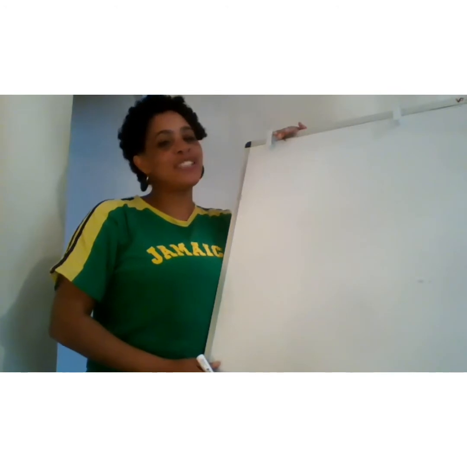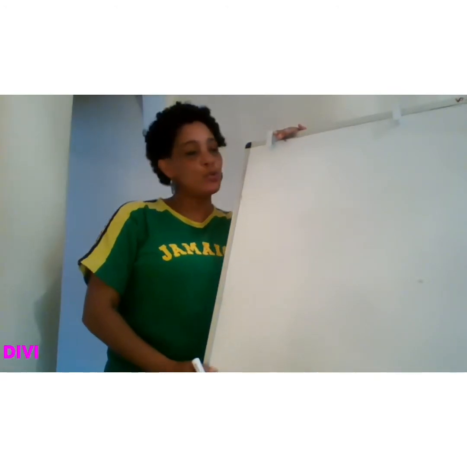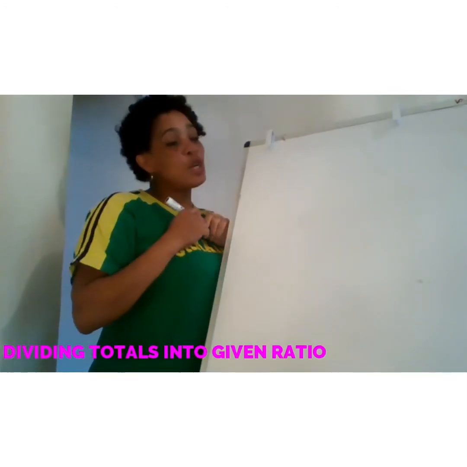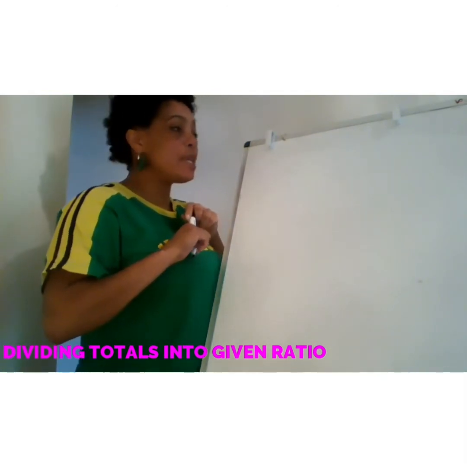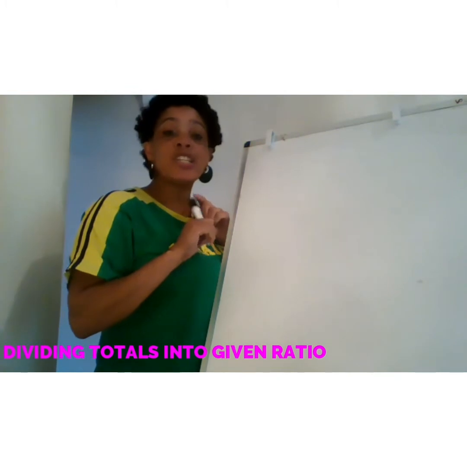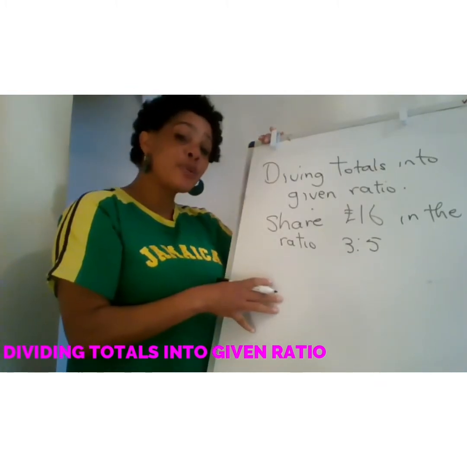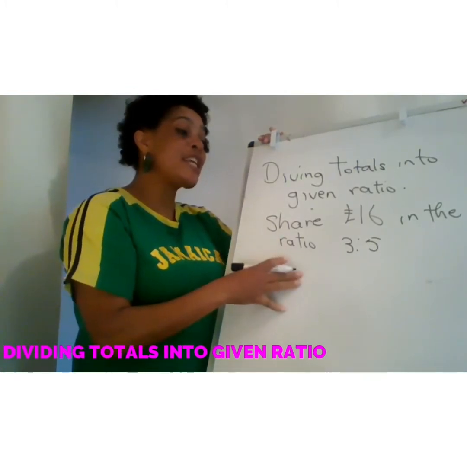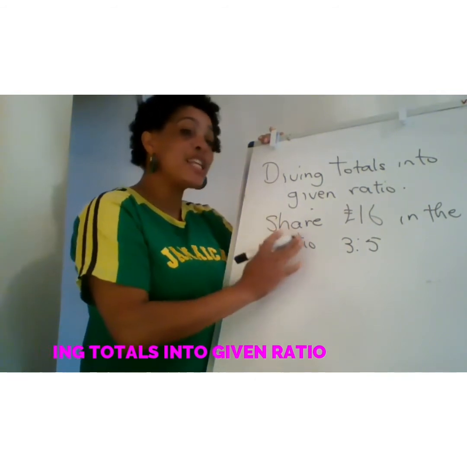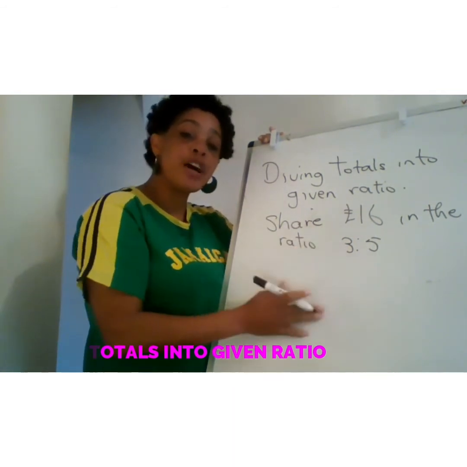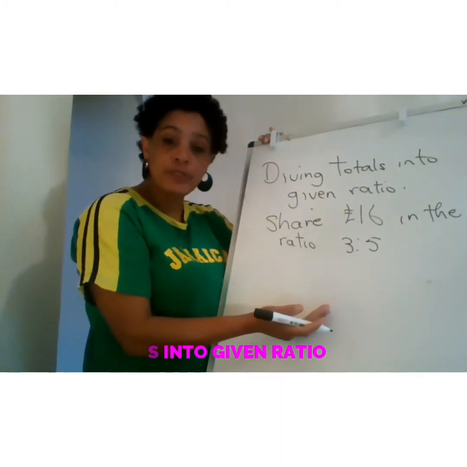Hello again, everyone. Welcome back to another tutorial. Today, I'm going to be continuing on the topic of ratio, and we are going to be dividing totals into given ratio. Our first question is, share £16 in the ratio of 3 to 5, or $16 in the ratio of 3 to 5, depending on where you're watching this video from.